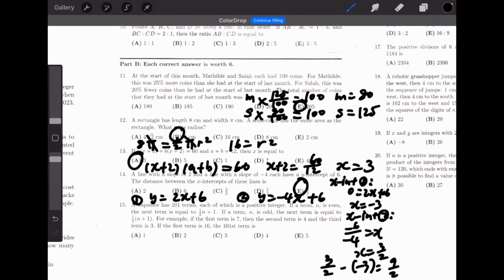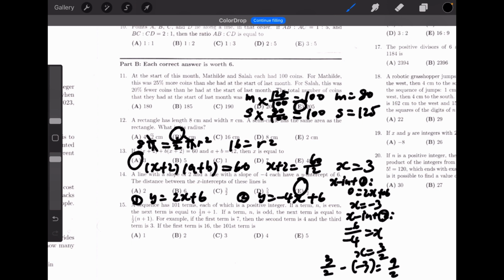Number 15. A sequence has 101 terms, each of which is a positive integer. If a term n is even, then the next term equals 1/2 n plus 1. If a term n is odd, then the next term equals 1/2 (n plus 1). For example, if the first term is 7, then the second term is 4, and the third one is 3. If the first term is 16, then what's the 101st term?